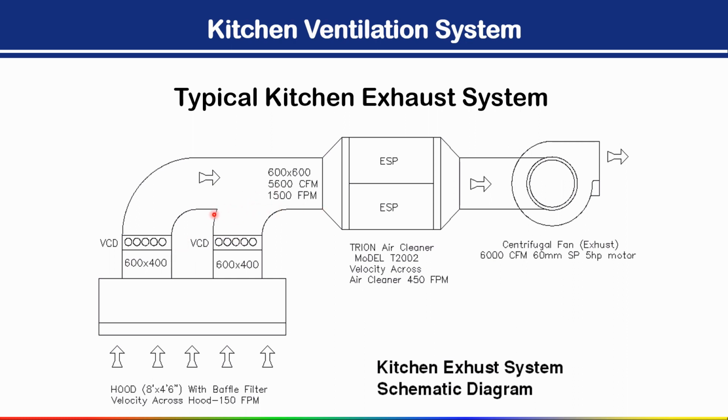So remember, always as per NFPA, National Fire Protection Association, velocity should be in the range of 1500 to 2500 fpm. While doing the duct sizing, how much velocity do we have to take? The recommended velocity is 1800 fpm. You can take that and design the duct size. So this is about the kitchen exhaust system.